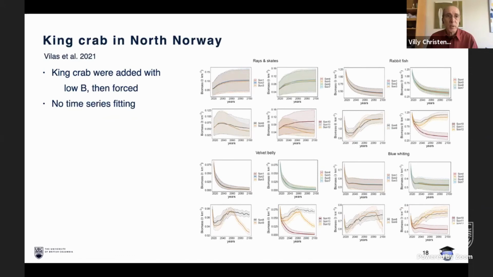In this study, they added king crab with a low biomass, and then they forced the biomass. There was no time series fitting, but this study again could be used to evaluate what the potential impacts are on other parts of the ecosystem, and that's what they did here.